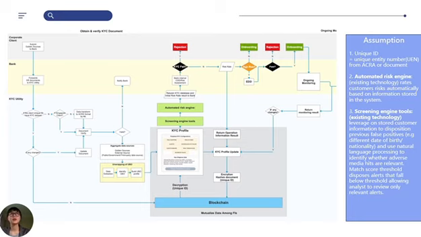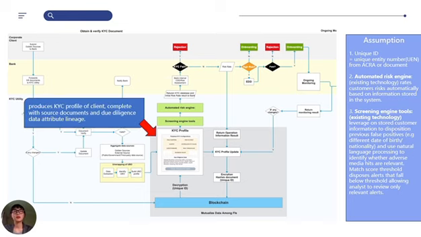After data aggregation, KYC utility will process unwrapping of UBOs by extracting data from the data source to establish ownership and control structures, including UBOs, and visualize these structures as a diagram showing entities of interest and how they relate. After the unwrapping of UBO, the KYC utility will produce a comprehensive KYC profile of clients complete with source documents and due diligence data attributes lineage.